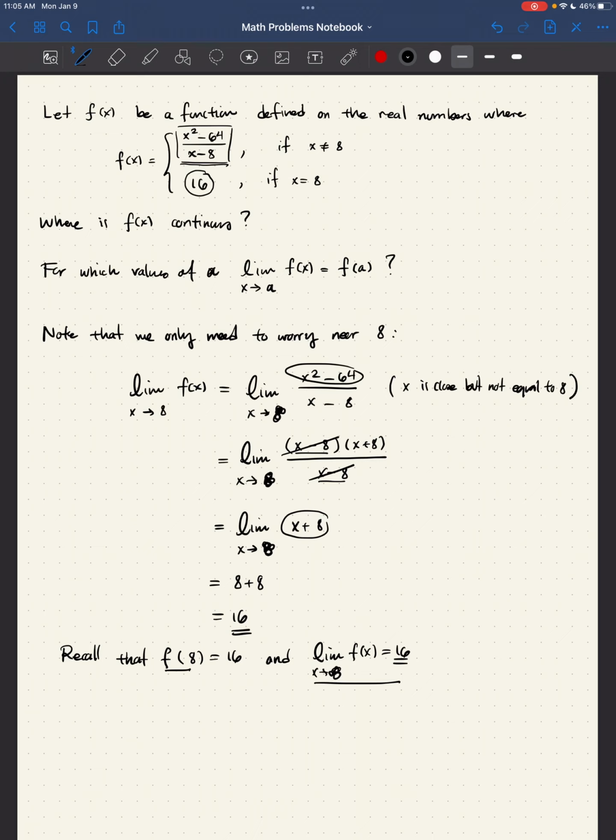Well, but that's the only place that we had to worry. So f of x is continuous at each real number. That you may denote, or you may say, equivalently, f of x is continuous on the interval from negative infinity to infinity. Okay, I hope that you like it.